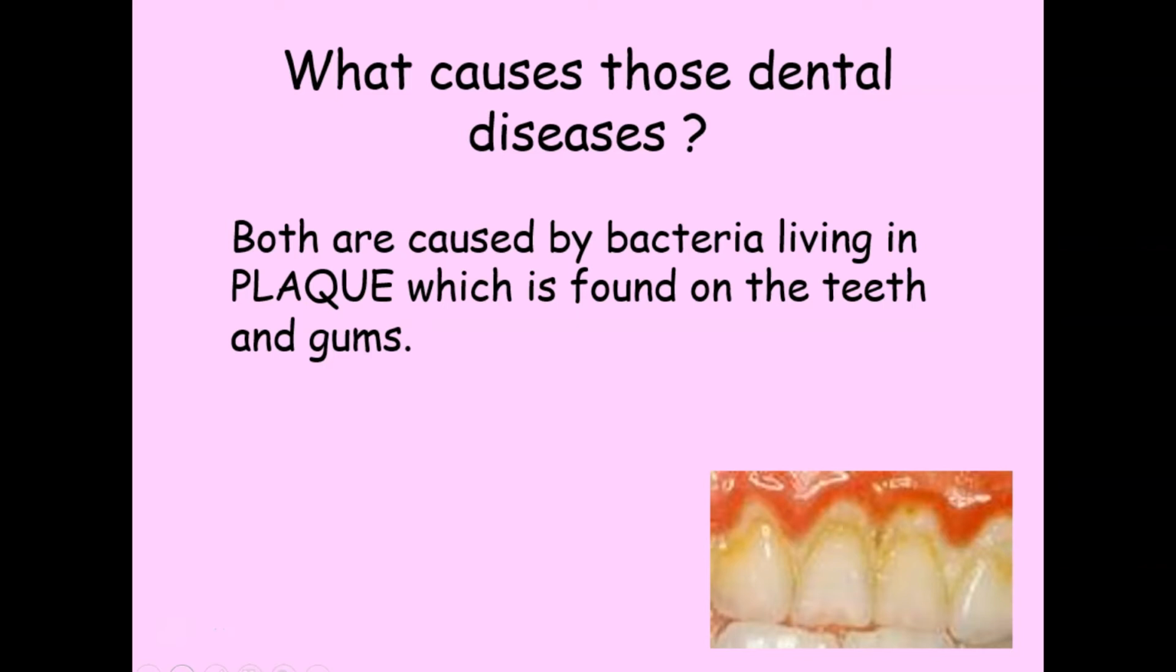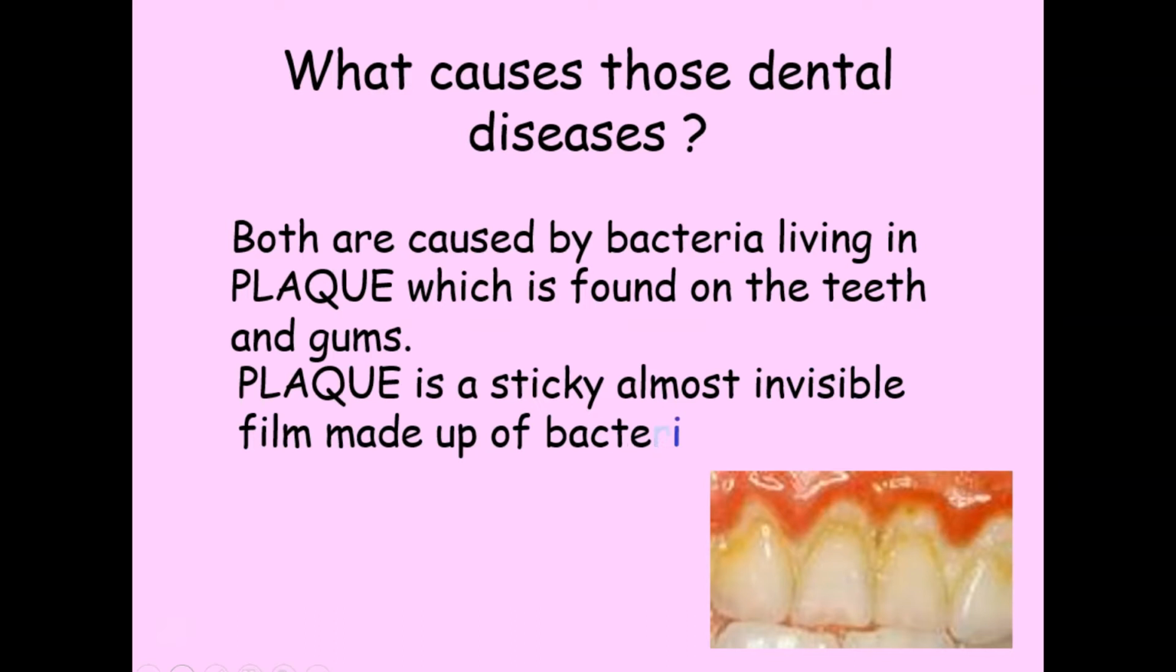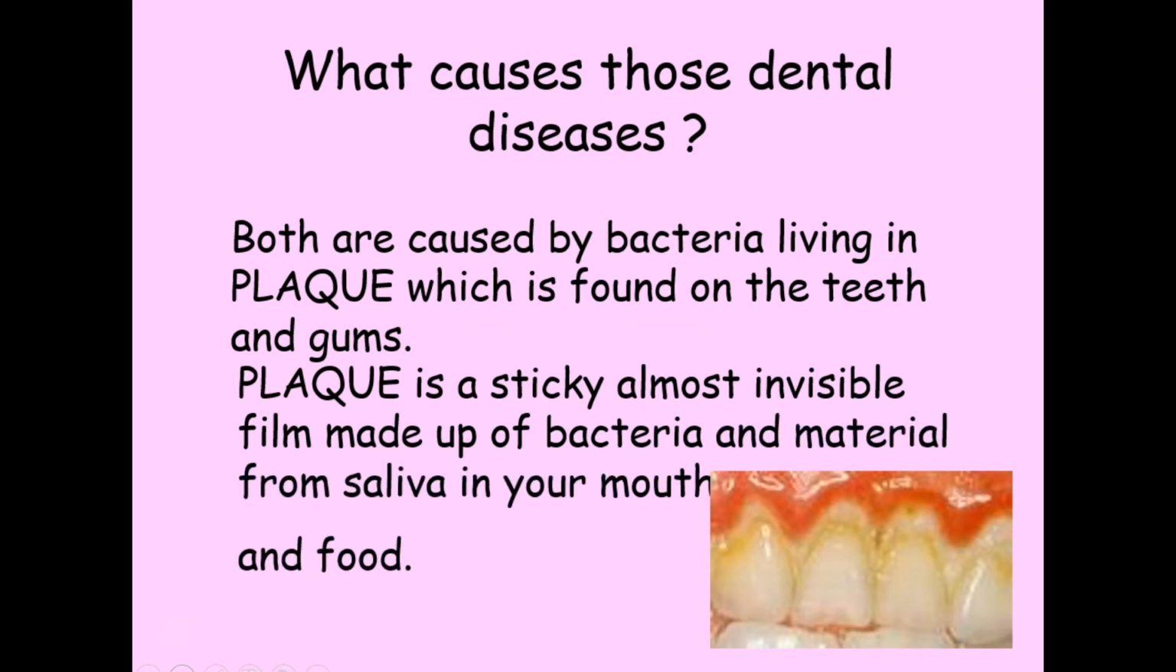Now, what causes these dental diseases? They're both caused by bacteria which lives in something called plaque, which can be found on your teeth and your gums. I'm sure you've seen it. Here it is. Right at the top of the teeth and the gums, there's some yellowy substance, and that's called plaque, and it contains bacteria. Basically, it's a sticky, almost invisible film which covers your teeth, and it's made up from the saliva in your mouth, and food as well. So in that plaque you have bacteria, saliva and food.